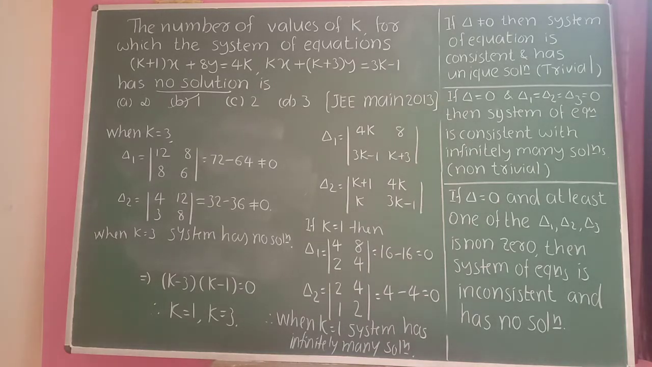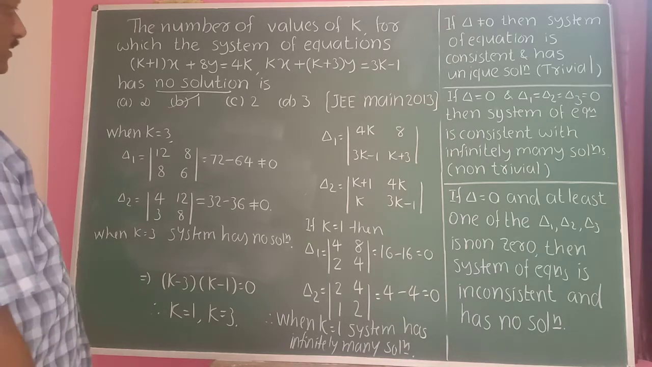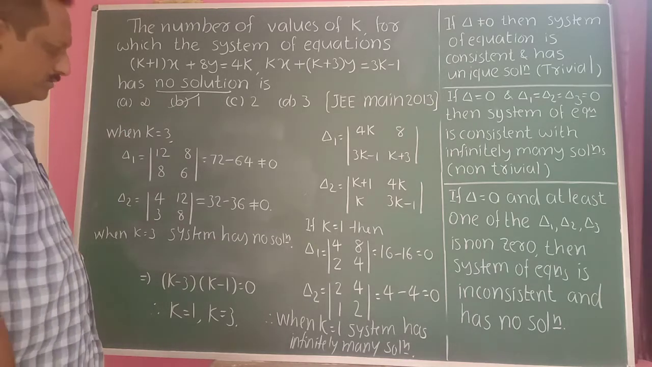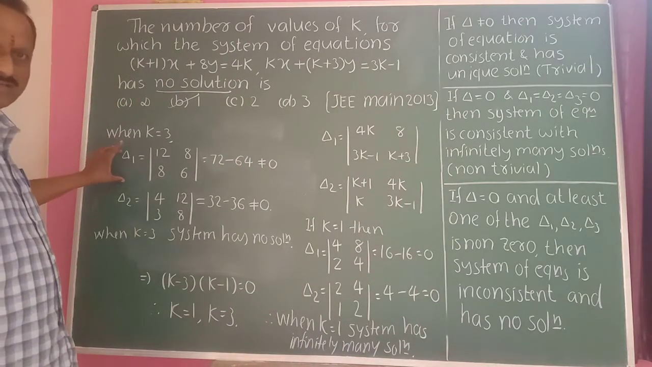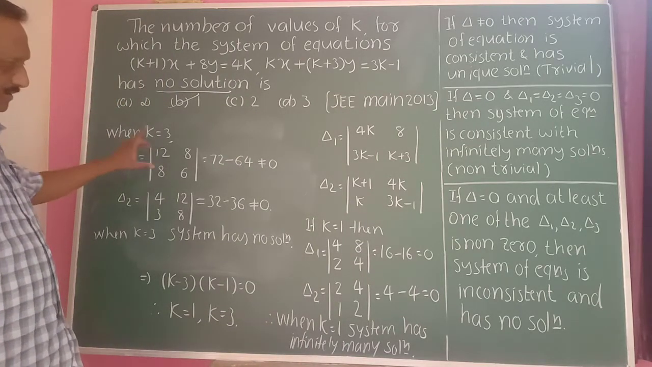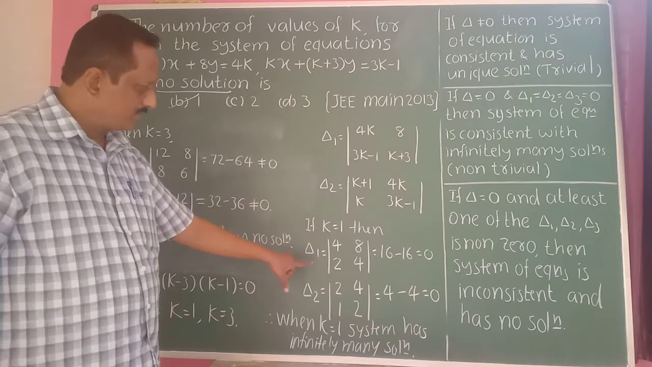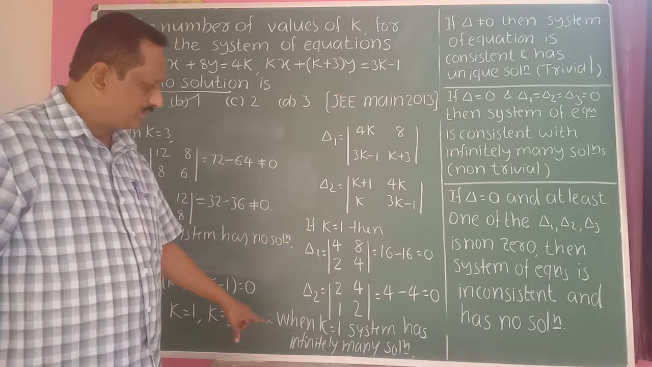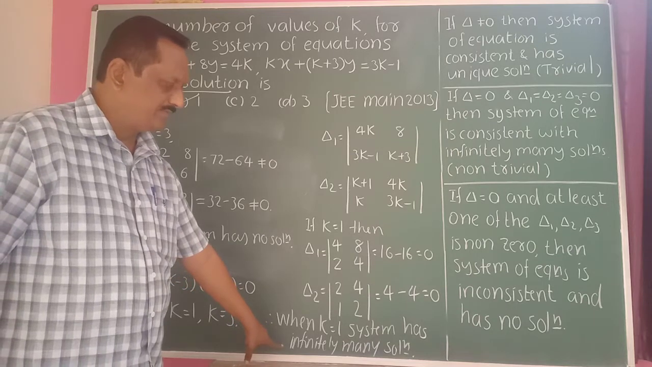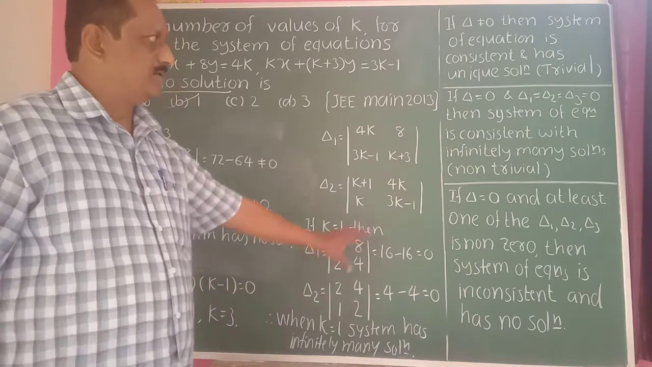Okay, in the previous video, I already explained all the things here. Only these steps are not explained in the previous video. Therefore, when k is equal to 1 here, delta 1 is 0, delta 2 is 0. If both are zeros here, then the system has infinitely many solutions.